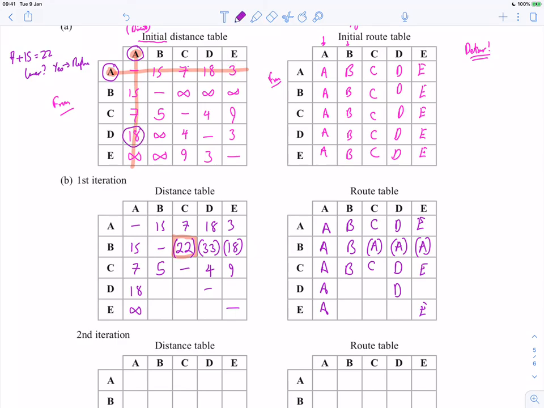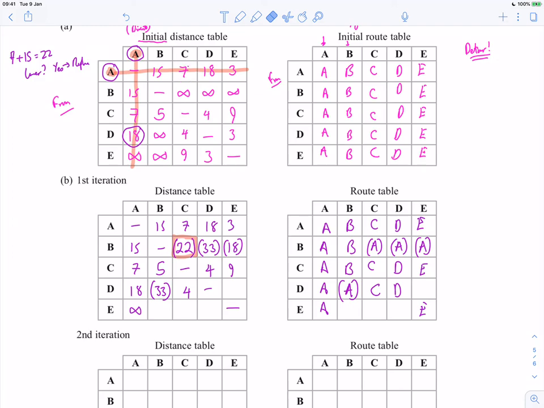So the D row, B column. 18 plus 15 is 33. Is that smaller than infinity? Yes. So 33 is going to be replaced. So I'm going to put an A in this block here. Let's squish over. 18 and 7 is 25. That's not smaller than 4. So that stays as a 4. So this one stays the same as a C.